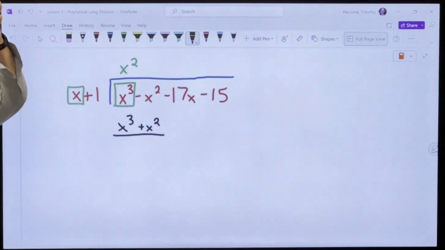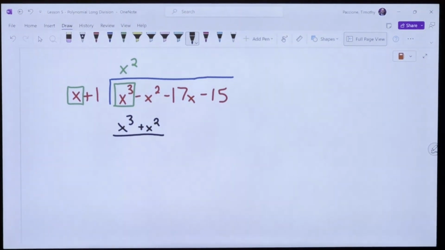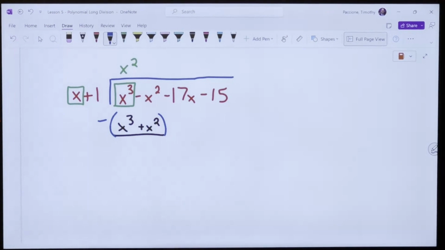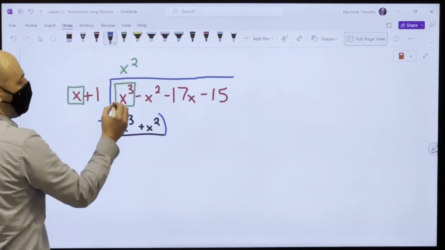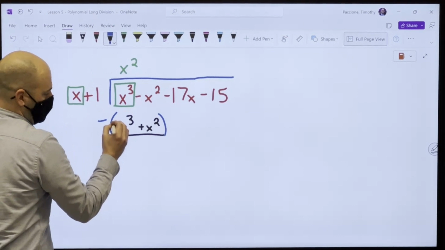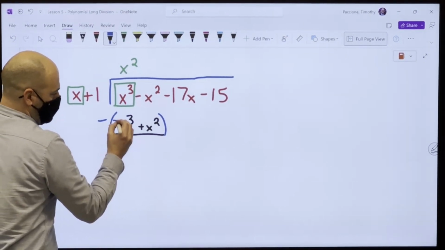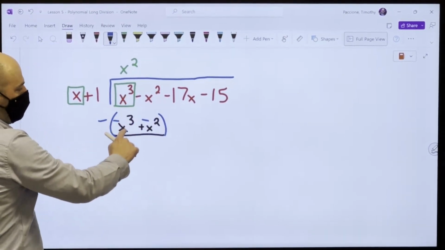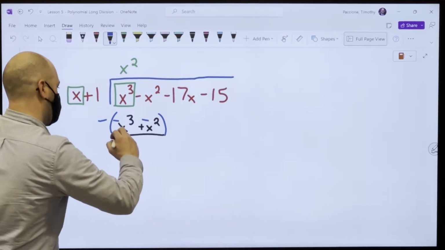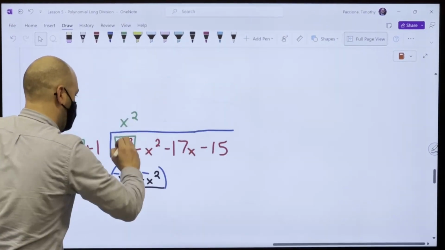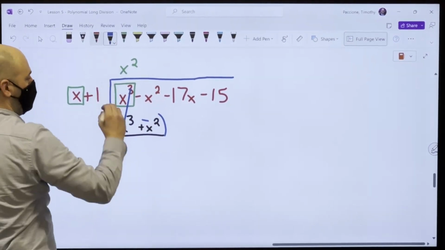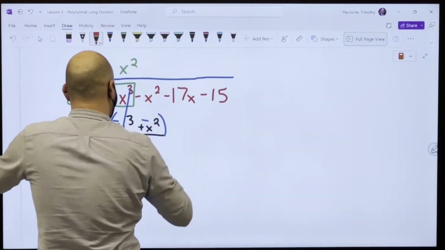Now, what did we do with that amount? When I had 36 and I put it under the 40, what did I do? I subtracted it. So I have to subtract this. Right? I have to subtract that away. When you subtract a whole thing like that, what happens to everything inside? Everything flips its sign, right? So x to the third minus x to the third, that's canceled, so nothing. And then negative x squared minus x squared is negative 2x squared.